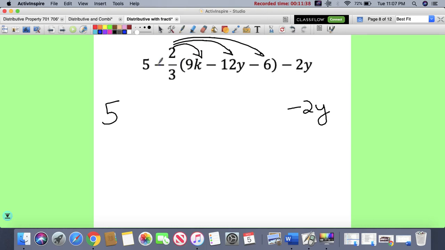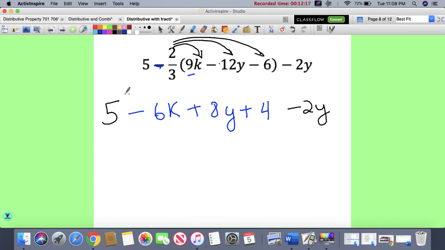So let's do that. It's a negative times a positive, which is a negative. And 2/3 times 9 is going to be 6k. And then it's a negative times a negative, which is a positive. And what's 2/3 of 12? So imagine you have 12, and you break it up into thirds, or you do 2 times 12, which is 24, divided by 3. It's going to give me 8y. And lastly, it's negative times a negative again, so it's going to be a positive. And what's 2/3 of 6? Well, 2 times 6 is 12, divided by 3, it's going to be 4.